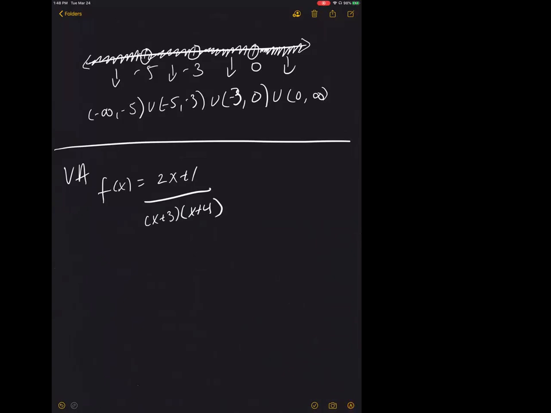Does anything cancel here? No, because the two factors need to be exactly the same to cancel them out. And so now that I've reduced the function, I then set the denominator equal to 0. x plus 3 is equal to 0, x plus 4 is equal to 0. And that tells me that x is equal to -3 and that x is equal to -4. This graph has two vertical asymptotes, just like that.